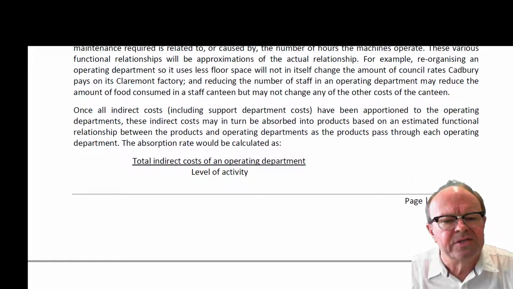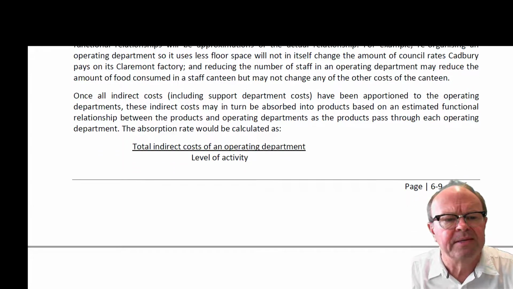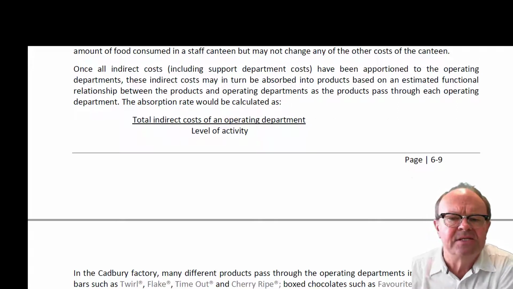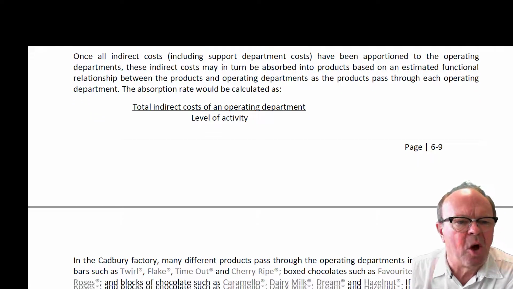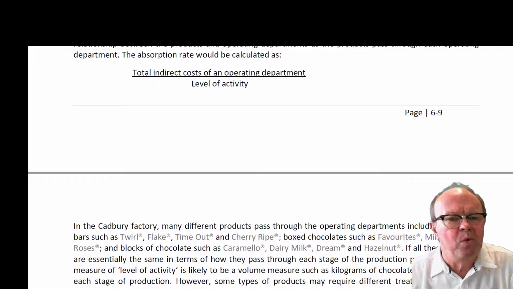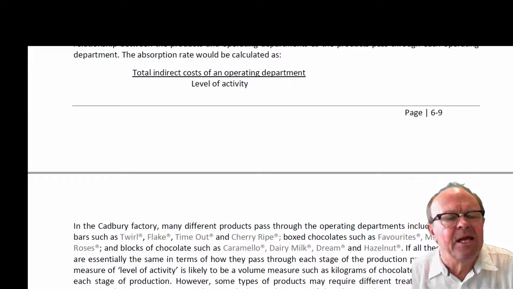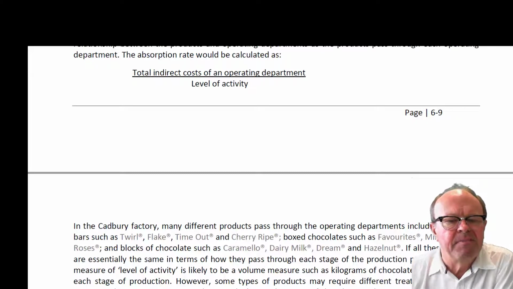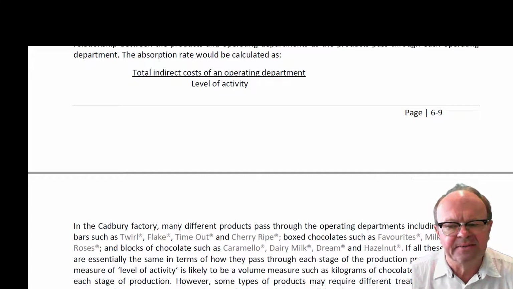Once all indirect costs, including support department costs, have been apportioned to the operating departments, these indirect costs may in turn be absorbed into products based on an estimated functional relationship between the products and operating departments as the products pass through each operating department. The absorption rate would be calculated as total indirect costs of an operating department divided by the level of activity.